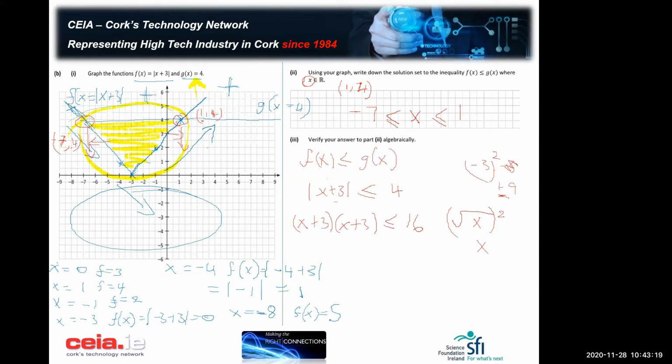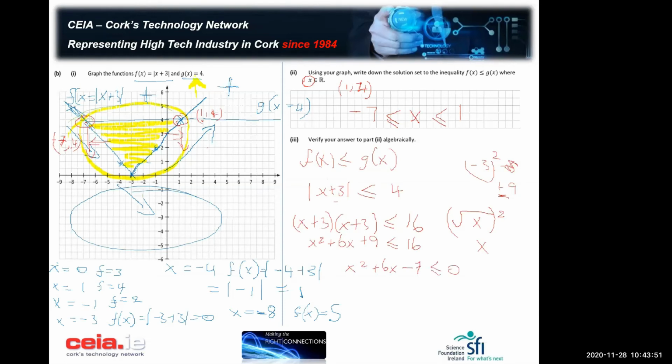So by squaring them, squaring x plus 3, you're able to remove the modulus, because we know that anything squared is always going to be positive, which means we don't need the modulus sign now. Okay, so when we square that, we get x squared plus 6x plus 9 is less than or equal to 16. And we bring our 16 across and we get x squared plus 6x minus 7 is less than or equal to 0.